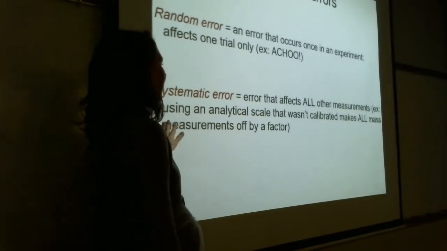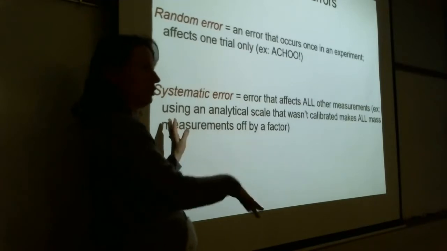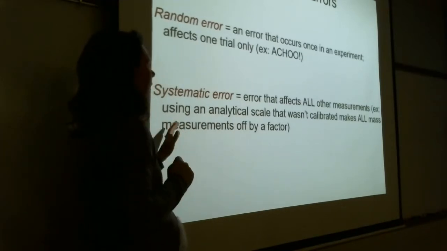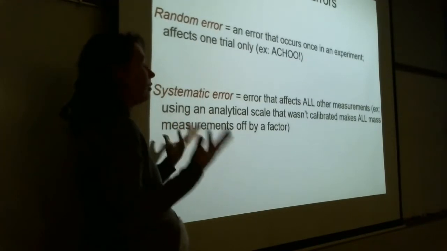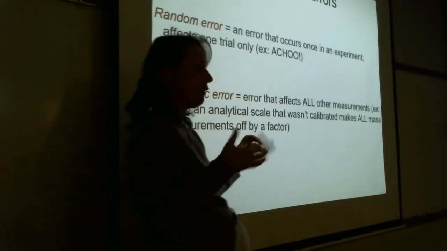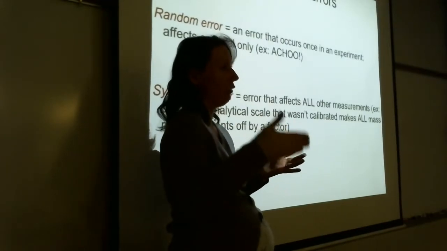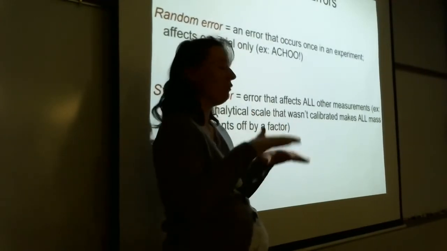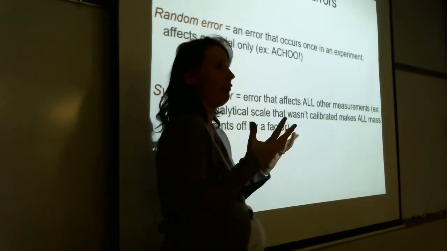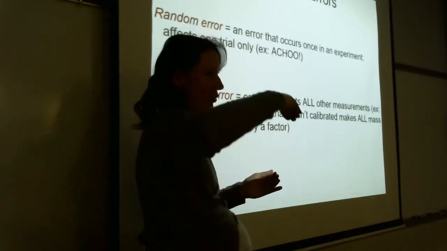Now, systematic error is going to affect all your trials. It's going to affect first trial, second trial, third trial, 50th trial, because it's something that will be used in all your measurements. So, for instance, if I'm using the balance back there, if I don't calibrate it, if it's off center, every measurement is going to be off, right? If it's not level, every measurement's off by 5%. That stinks. Now, all my data are skewed, right?